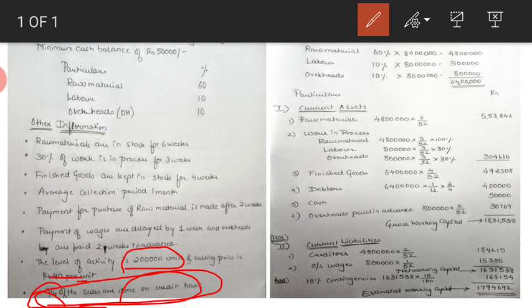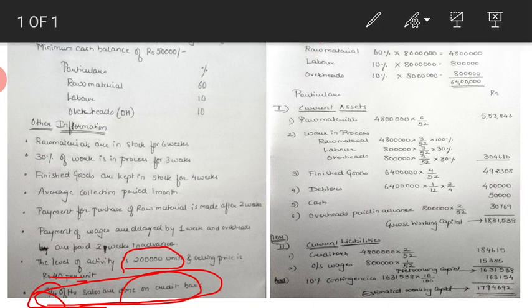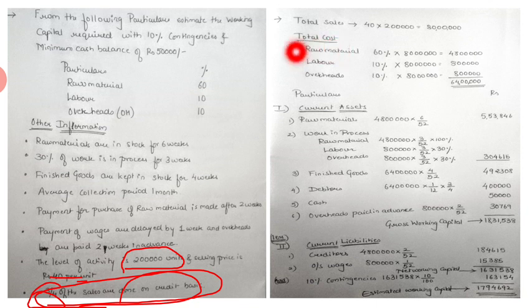So first we need to calculate the total cost. So what is the total sales? It is 80 lakhs. That is 40 rupees per unit selling price into 2 lakh units. So 80 lakhs would be your total sales. Once we calculate the total sales, it becomes very easy for us to calculate the total cost, because percentage of costs are given. We can directly calculate the total cost.